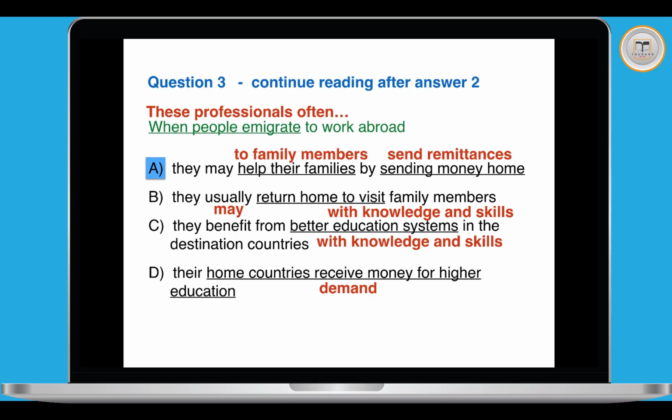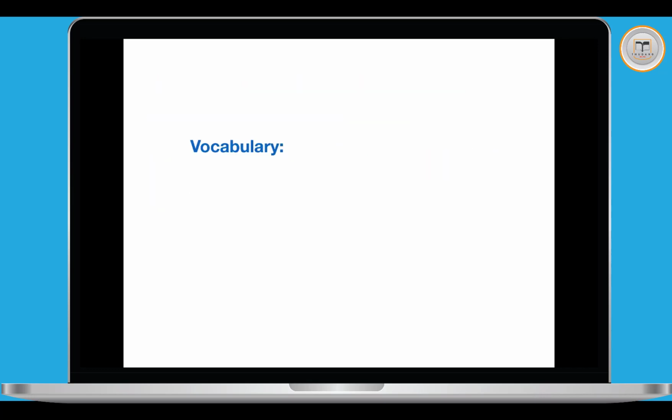If you knew the word remittances, this is easy. So the vocabulary from that, of course, is just this one key word. A remittance is money sent as payment or as a gift. So these people who've emigrated are sending money home to their families. And this question was clearly testing your knowledge of that word, if you knew that word or not.